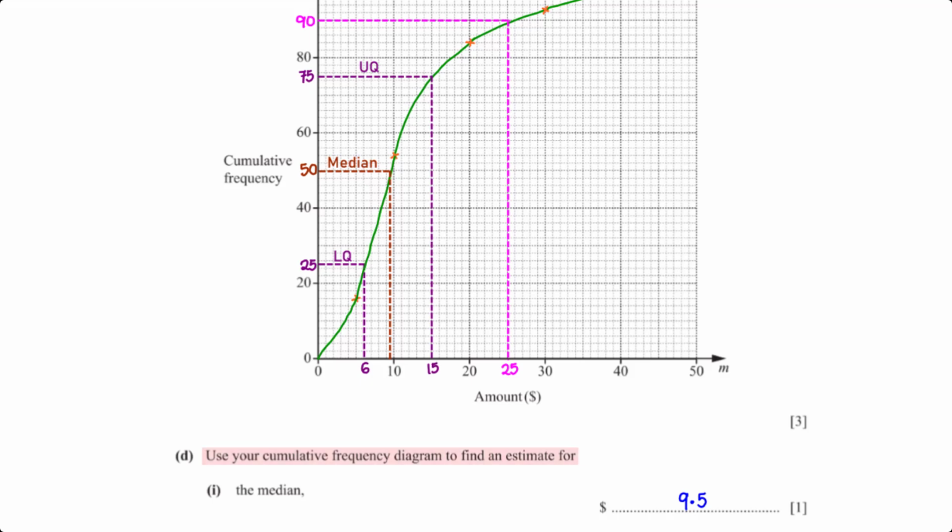Use your cumulative frequency diagram to find an estimate for the median. Half of the 100 students is 50. When we map 50 on the diagram, we get the median as $9.5.